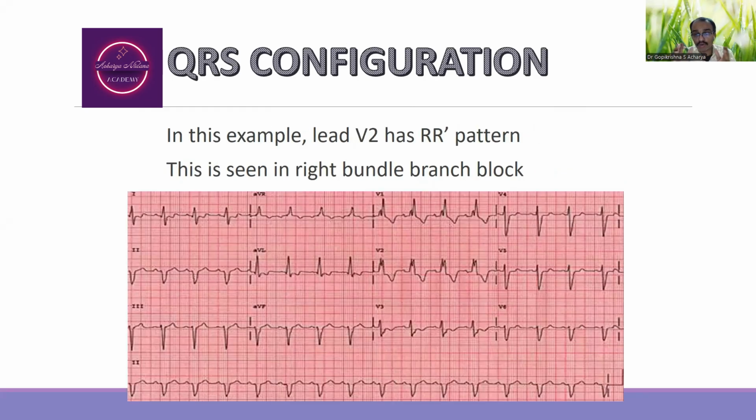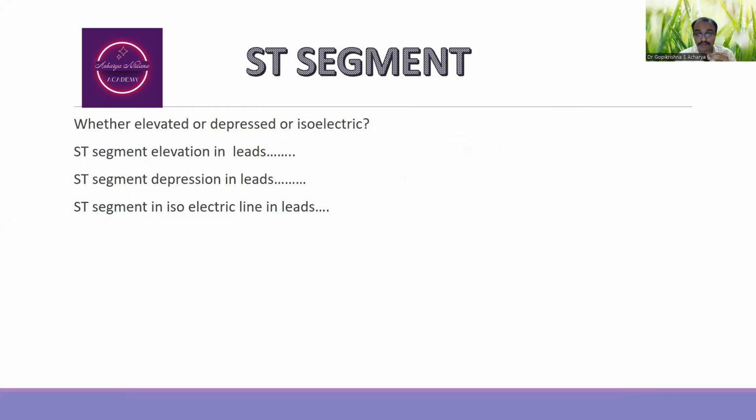When you think about the QRS configuration, see this. In this particular example, it is RR dash pattern, or what we can say the rabbit ears pattern, specifically seen in cases of right bundle branch block. Specifically rabbit ears seen in V2, whereas in V1, the initial R wave is smaller and the R dash wave is even taller. That is, it's a case of right bundle branch block.